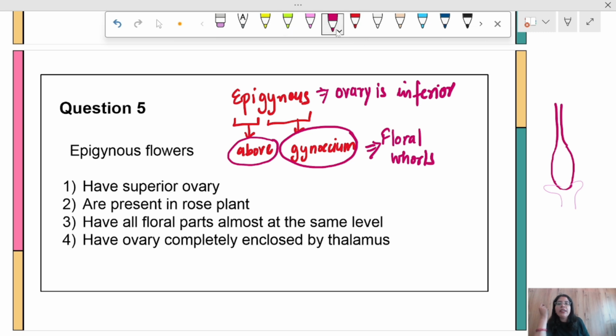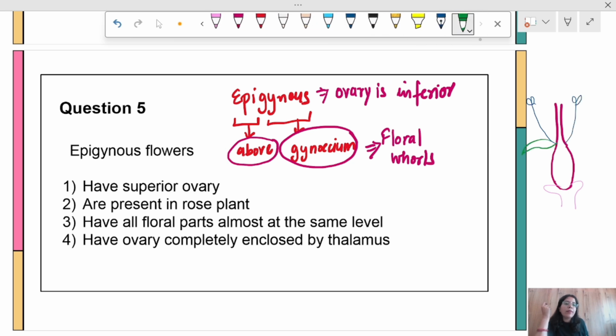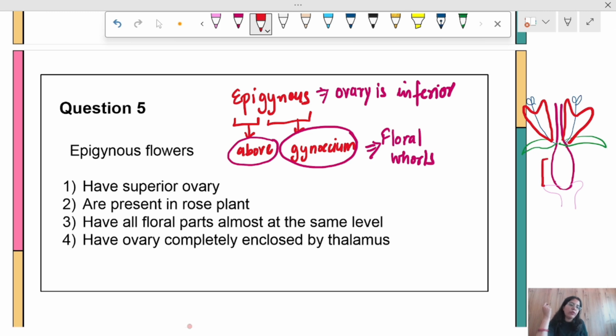And everything is attached from the level above the ovary like this. Sepals are here, petals will be here. Okay, this condition is called epigynous. Understood? This is ovary and ovary is inferior.